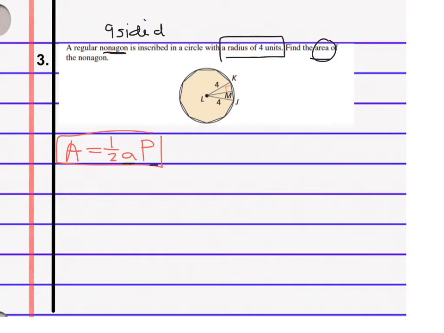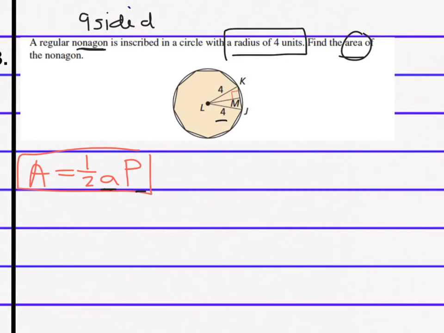A lot of people will think that 4 is the apothem. 4 is not the apothem. That is a radius because it's going from point L to J. So I am looking for LM and not LJ. I am going to draw this triangle a little bit bigger, with a little bit more room. So here's point L, here's point K, here's point M. Our goal is to find, I'm going to put an X, the apothem right there.